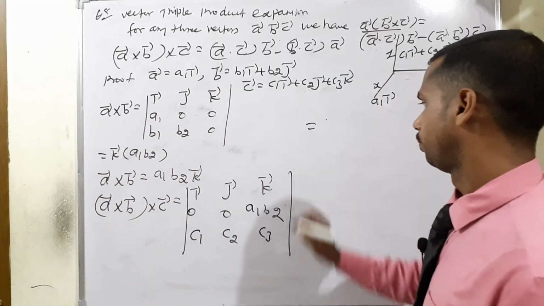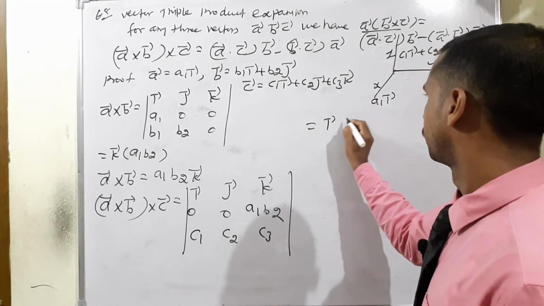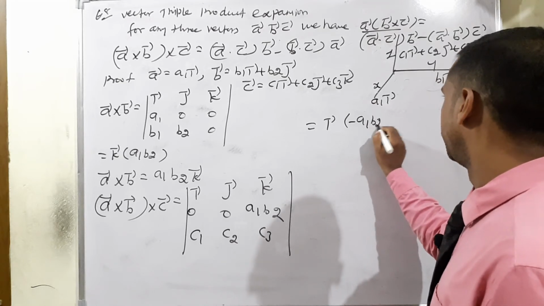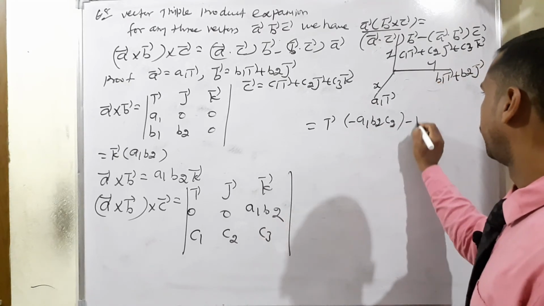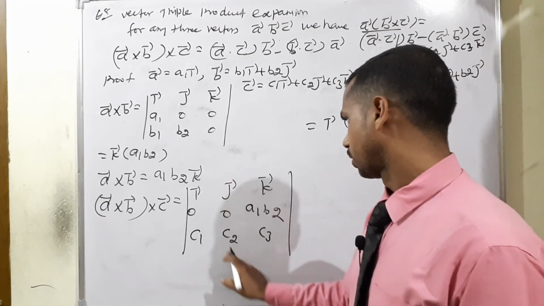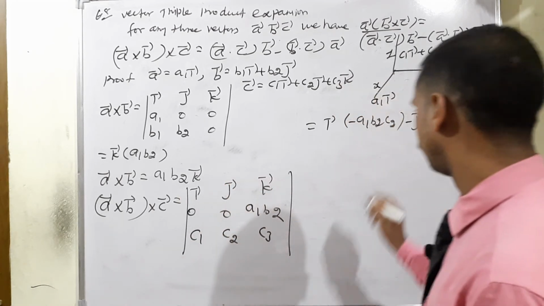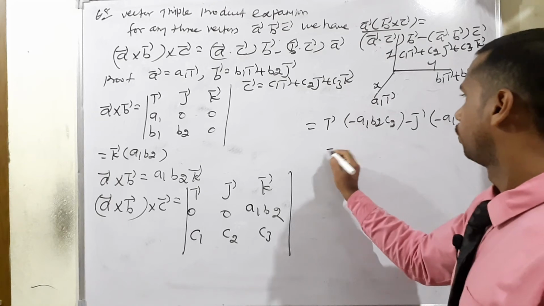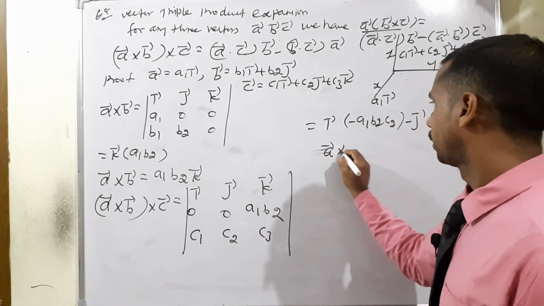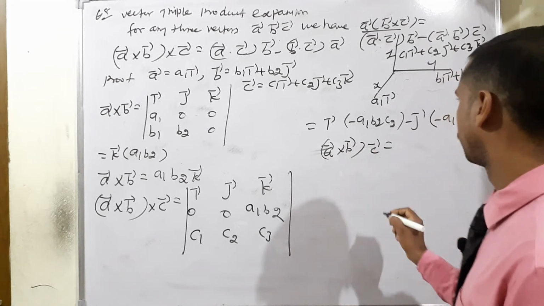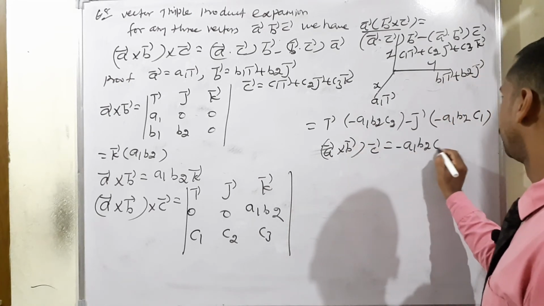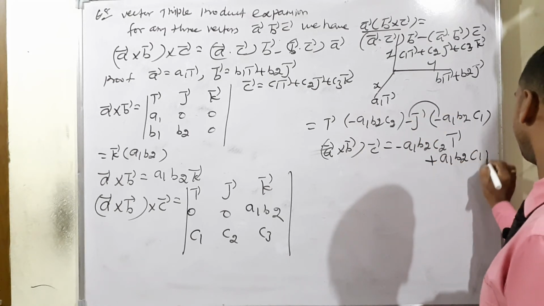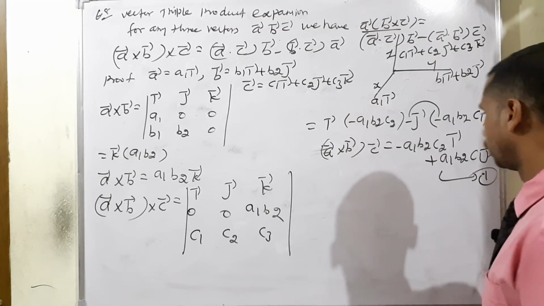So it is equal to the I vector, meaning only the minus term will come: minus A1 B2 C2. Next condition, the minus j vector: if you skip the row and column of j, again minus of minus A1 B2 C1, isn't it? Therefore, the value of A vector cross B vector cross C vector is equal to minus A1 B2 C2 I vector minus into minus, plus A1 B2 C1 j vector. This is the condition for equation number 1.